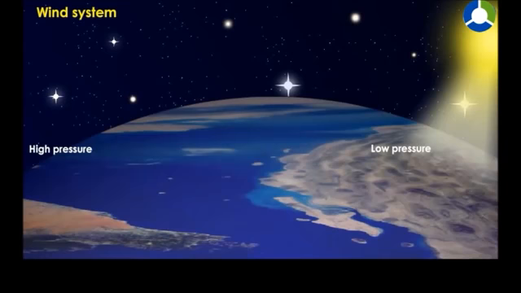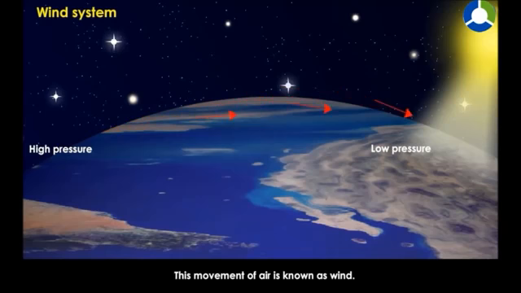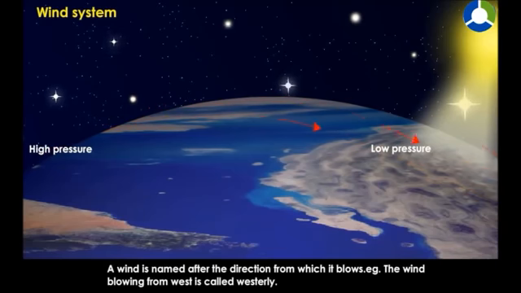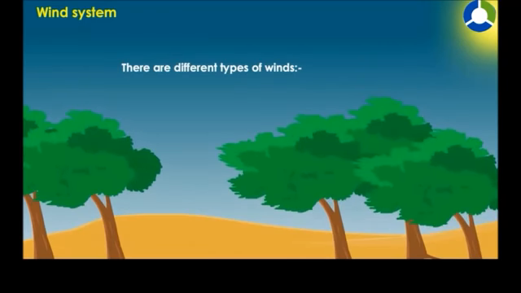Wind system. Due to horizontal difference in air pressure, air flows from area of high pressure to area of low pressure. This movement of air is known as wind. A wind is named after the direction from which it blows. Example, the wind blowing from west is called westerly. There are different types of winds: permanent winds, periodic winds, and local winds.